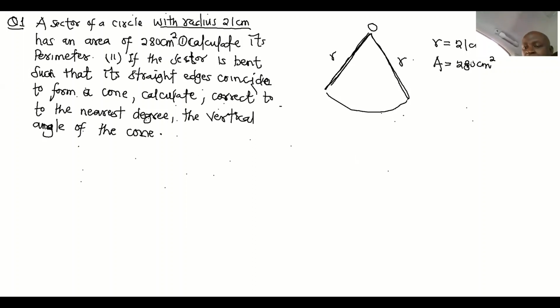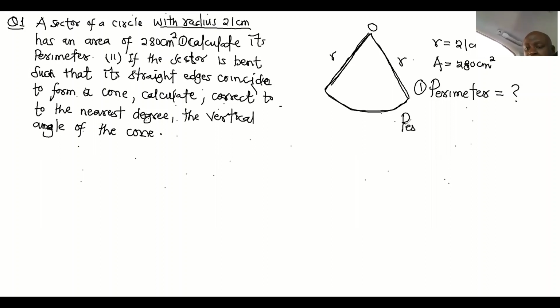Now it says you calculate the perimeter. You have to find the perimeter. That's question one. Calculate the perimeter. The perimeter is unknown. Okay, who can tell me how we calculate the perimeter of a sector? Anybody? 2r plus theta over 360 times 2 pi r.